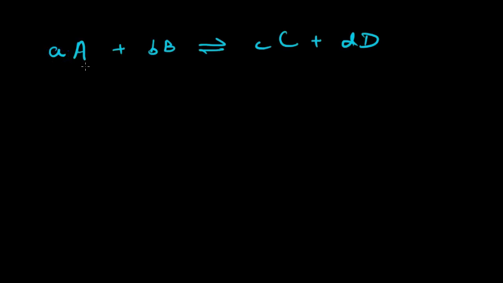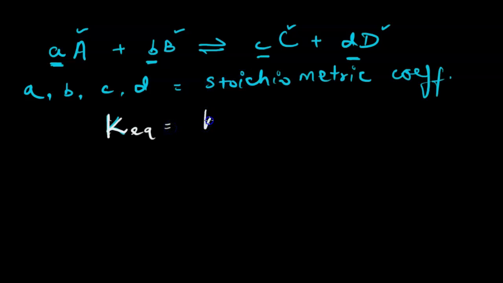We have lowercase a plus lowercase b gives us lowercase c plus lowercase d. These lowercase variables would represent the stoichiometric coefficients, and these will represent the reactants. These will represent the products. So we know a, b, c and lowercase d are stoichiometric coefficients. We know K equilibrium is rate constant forward divided by rate constant backward. We also know K equilibrium is the concentration of the products divided by the concentration of the reactants.